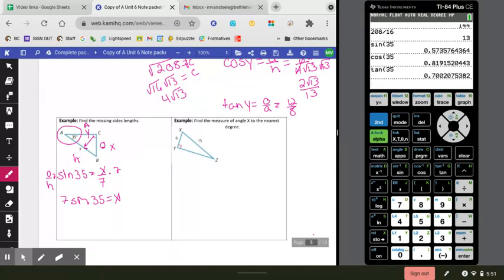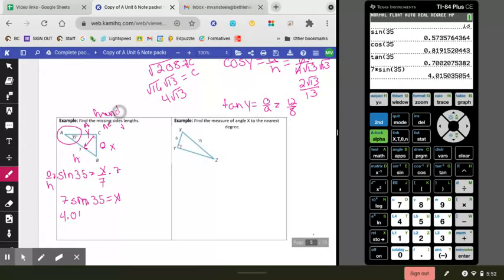And let's round to the nearest tenth. I can find that on my calculator by doing 7 times the sine of 35, close the parentheses, and that means X is 4.0. It's actually to the hundredth, 4.01.